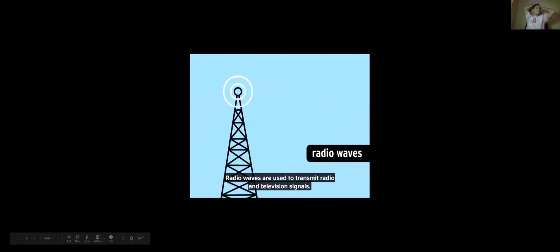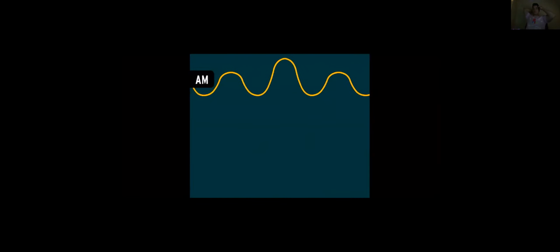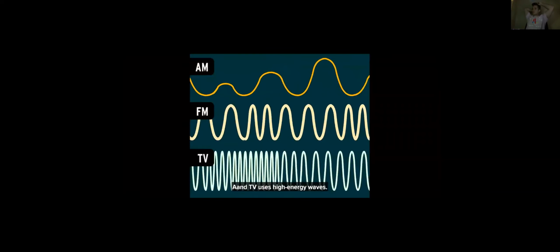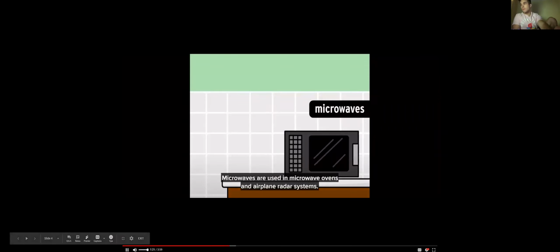Radio waves are used to transmit radio and television signals. AM radio uses low energy waves, FM radio uses medium energy waves, and TV uses high energy waves. Cell phones use radio waves too, and stars in space can also emit radio waves. Microwaves are used in microwave ovens.